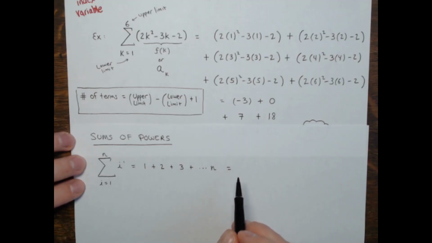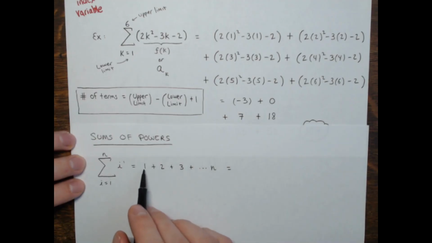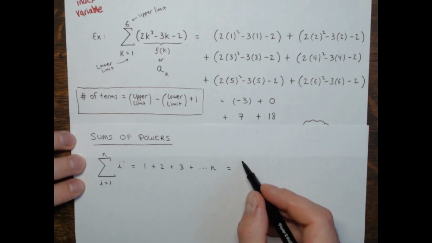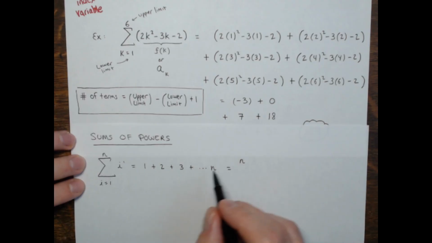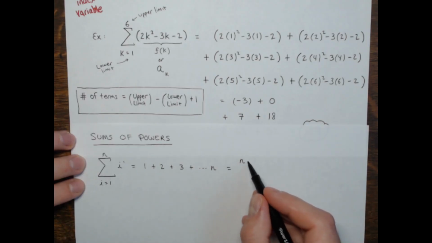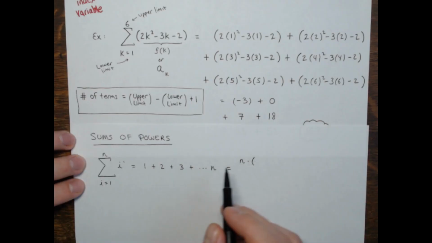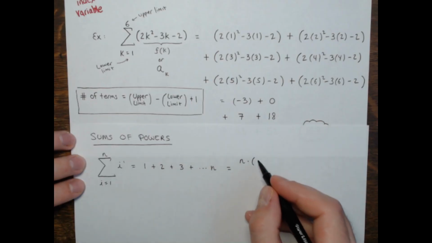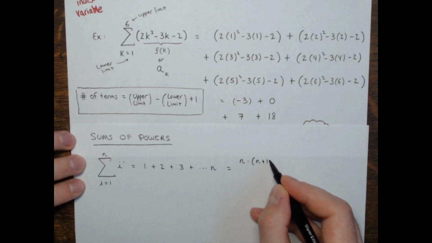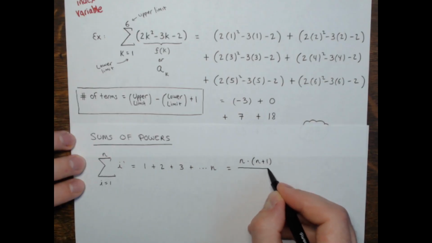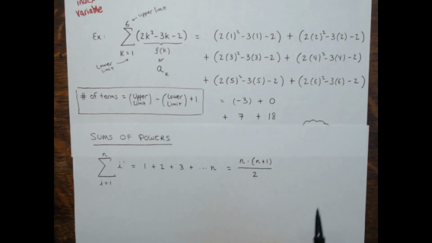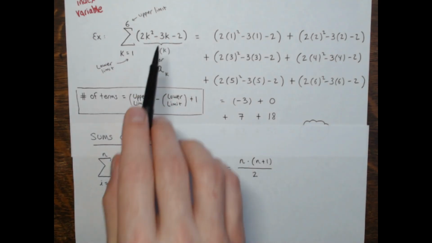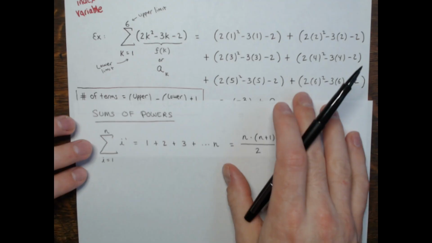Well, there's a nice little formula for these sums of powers. It's the number of terms, so it's just n, right? There are n terms here, multiplied by the sum of the first and last term, so n plus 1, and then this gets cut in half. So again, we're going to use that eventually up here.